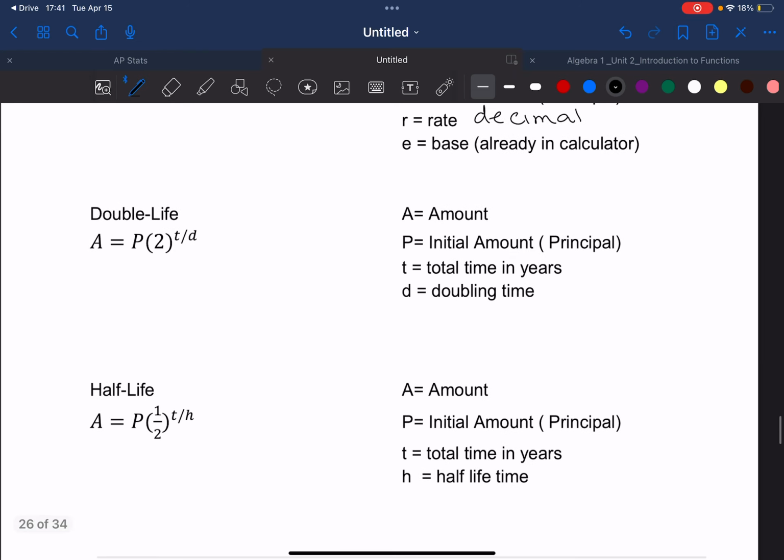When we get to doubling and half-life, the only difference is doubling has D, which is doubling time. They will give you this in the problem. And then half-life has H, which is half-life time. And again, they will give you that in the problem.